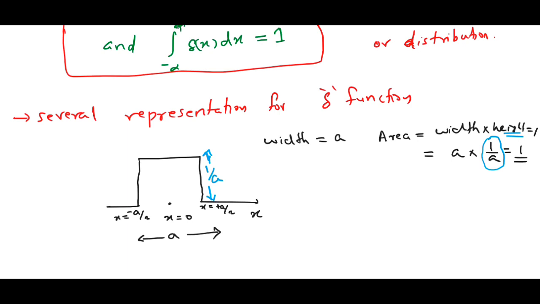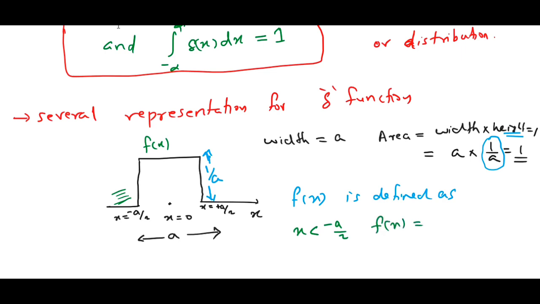Then the function f of x is defined as, at x less than minus a by 2. It means this region, x less than a by 2. There is no step. That is, if this is f of x, then f of x is equal to 0. Similarly, in the x greater than a by 2 region, here also the function does not have any value. That is, for x greater than a by 2, the function is equal to 0.